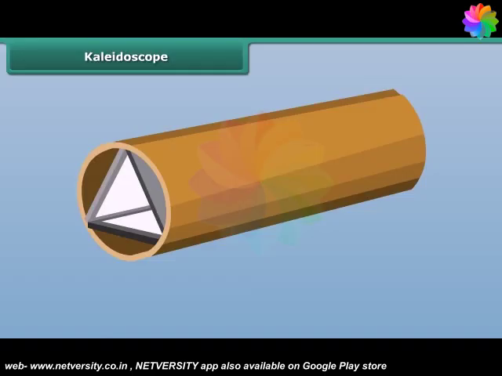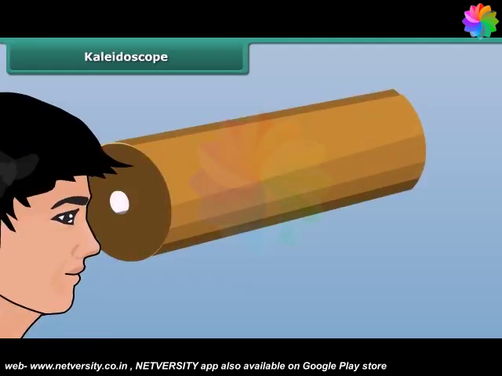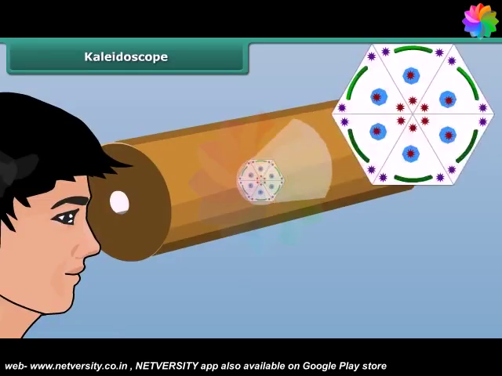Place on this glass plate several small pieces of colored glass and close this end of the tube by a ground glass plate. Now look through the peephole in a well-lit area and rotate the kaleidoscope to view from the hole in the cardboard disc a variety of beautiful, colorful patterns in the tube.